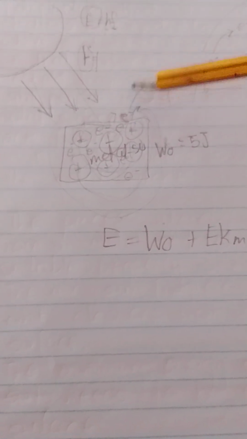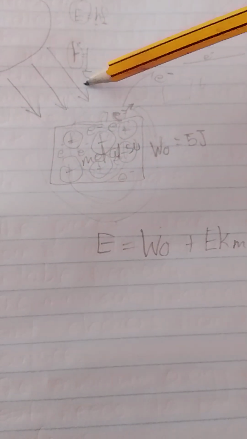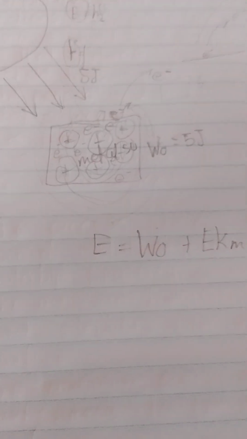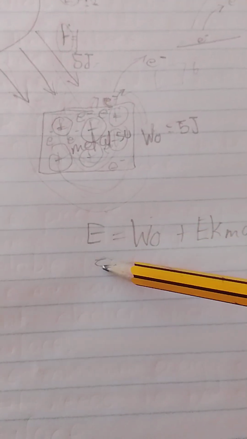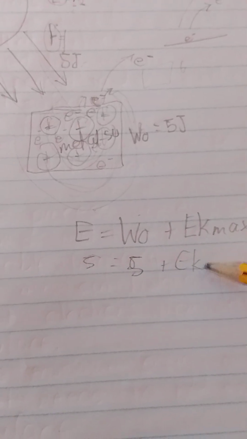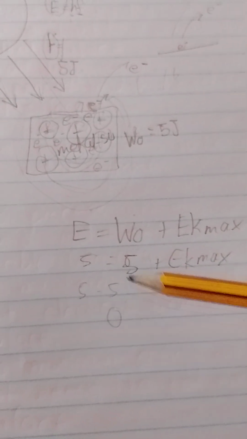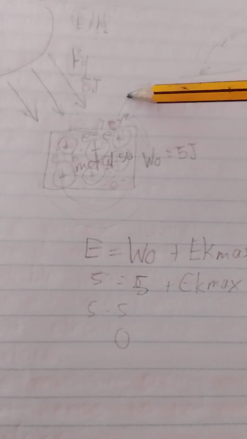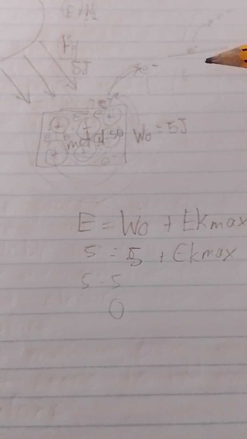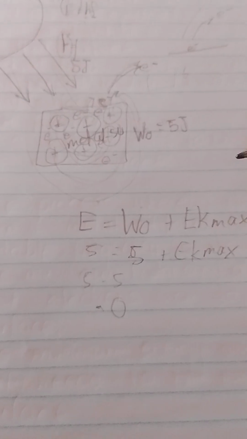If this thing has a work function of 5 joules, and the photon has 5 joules of energy, that's 5 joules equals 5 joules plus EK max. That's 5 minus 5, and EK max is 0, which means this thing was not ejected. Or if it's negative, it means that it was not ejected. But that's basically how you do it.